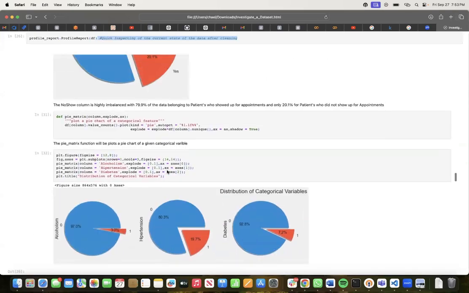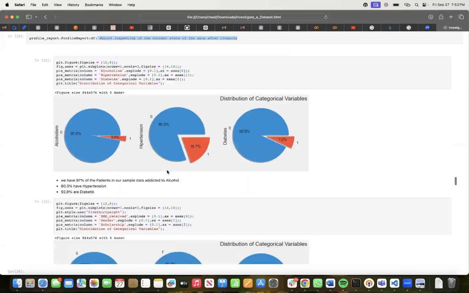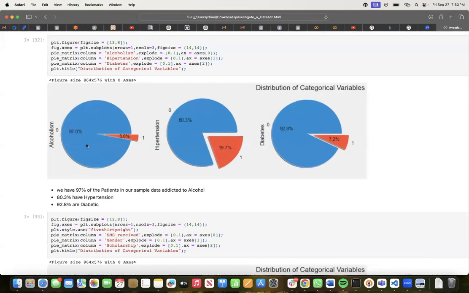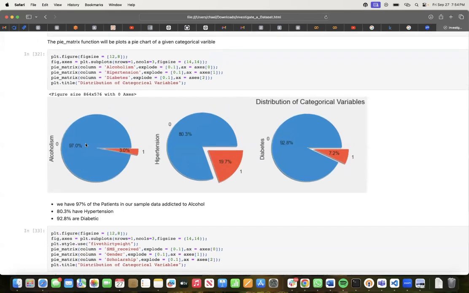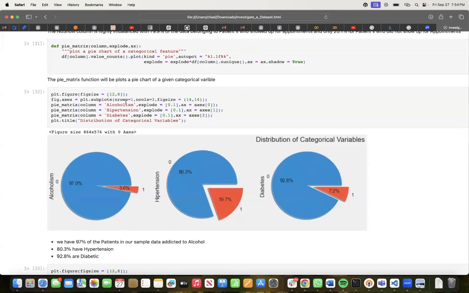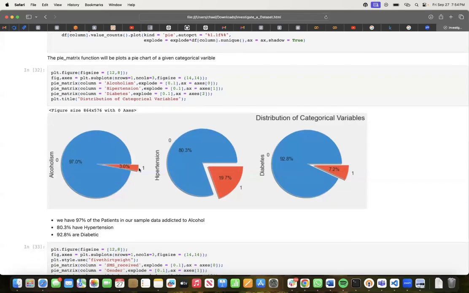Now, we go ahead to say that out of all those that don't show up, representing 0 with, what does 0 represent? Yeah, I think no show, and 1 representing show. We have 97% of people that are alcoholic, not showing up, and 3% are showing up.